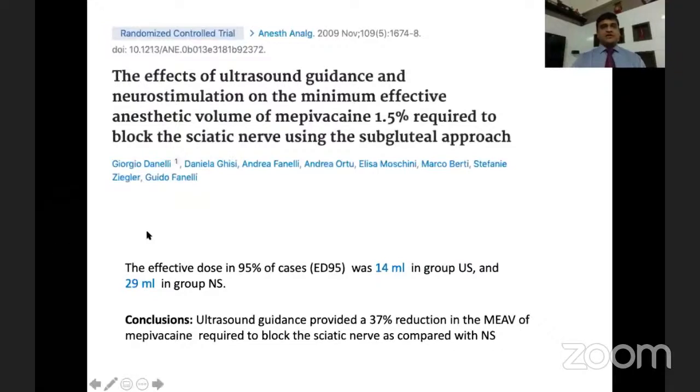Giorgio Danelli and colleagues did a study on the effects of ultrasound guidance and neurostimulation on minimum effective anesthetic volume of mepivacaine required to block sciatic nerve. They found that the effective dose in 95% of cases was 14 ml with ultrasound and 29 ml with neurostimulation. They concluded that ultrasound guidance provided a 37% reduction in minimum effective anesthetic volume of mepivacaine required to block sciatic nerve as compared to neurostimulation.